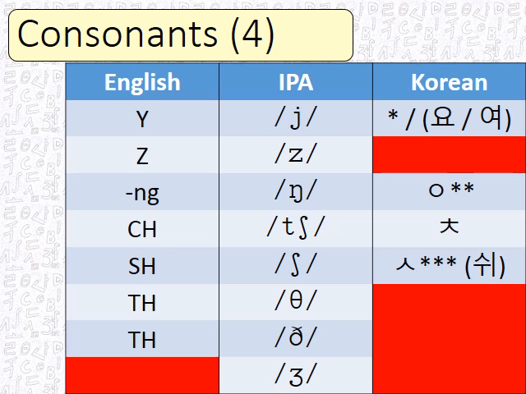The sound sh only appears in Korean when the chieut is followed by either the vowel e or ui, and never at the end of a syllable. There are no th or zh sounds in the Korean language.